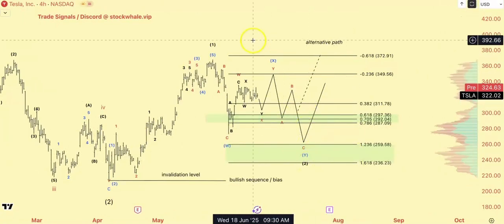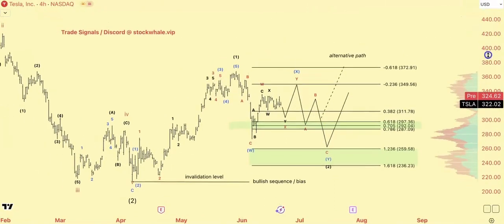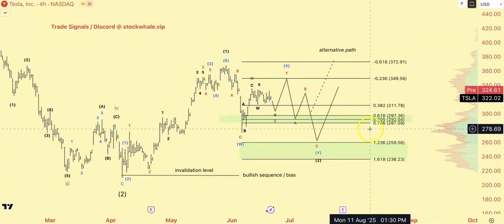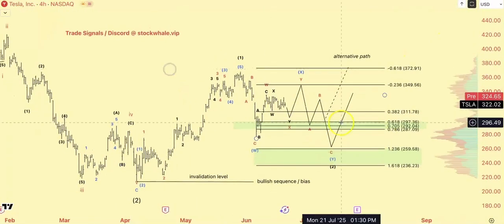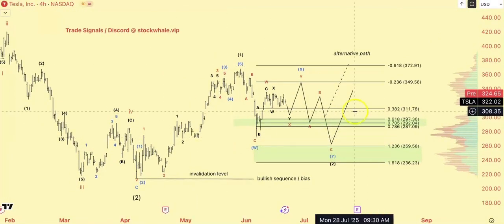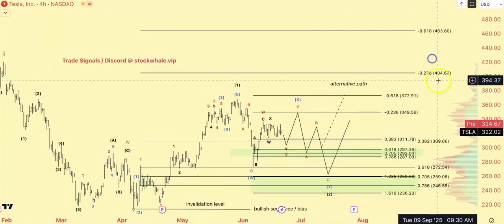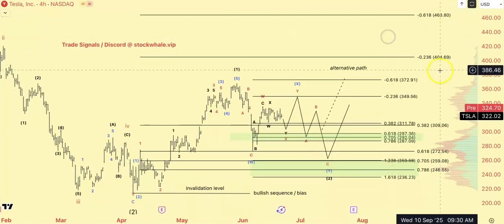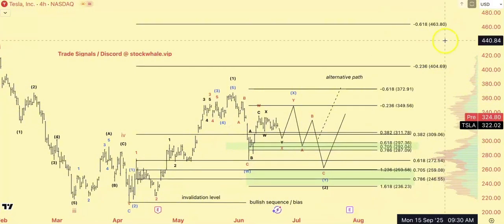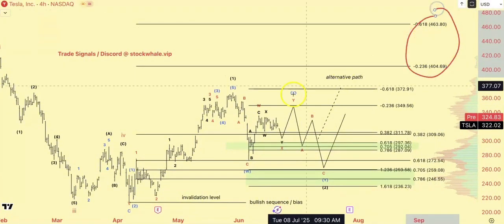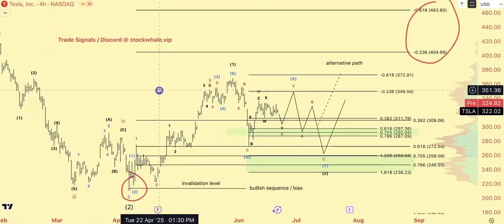So have your cash ready in case we do get a bearish break on the last 2 weeks of June here. Okay, but overall, still bullish. I'm only looking for long positions. And ultimately, our target for Tesla is around that $400 to $463 mark in the future. Okay, this is what I'm looking at as long as this invalidation level can hold.